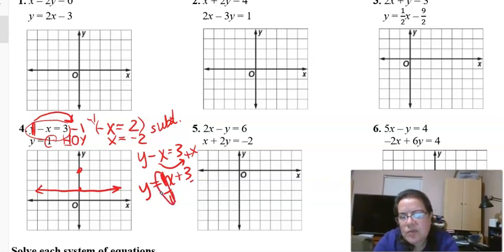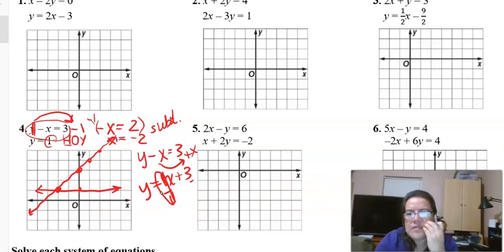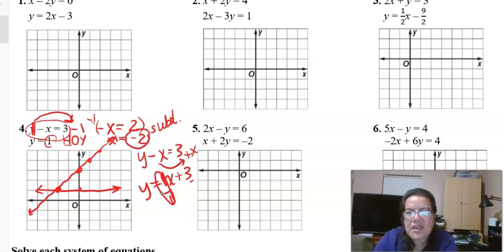I rise 1, I run 1. Rise 1, run 1. Rise 1, run 1. So this is pretty much my line. Let me try not to mess it up too much. So it looks like they're going to cross at this point. Well, if you noticed, when I substituted, what did I get? I got x is negative 2, and y was 1. So when you substitute, you get that point of intersection: x is negative 2, y is 1.